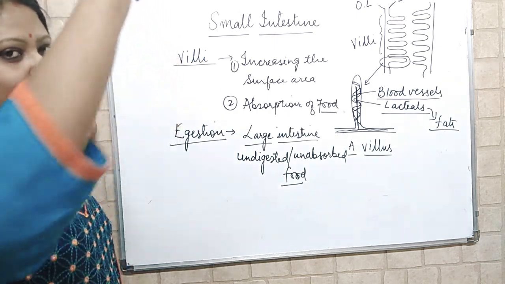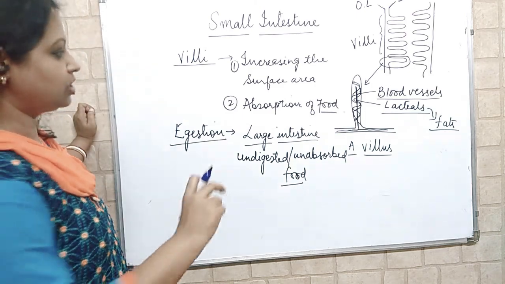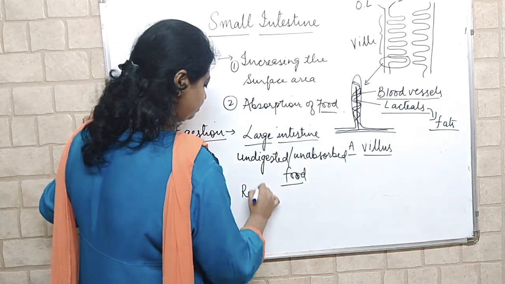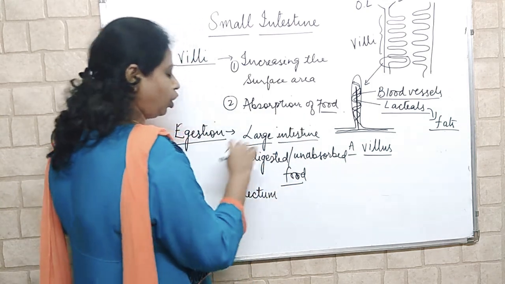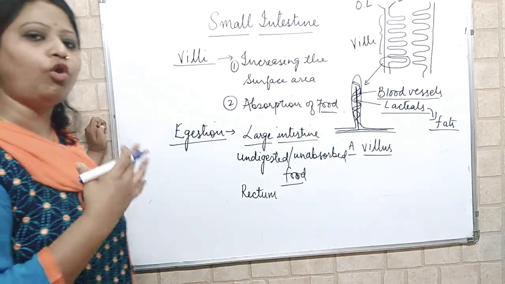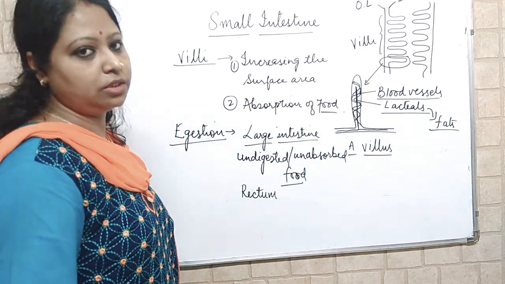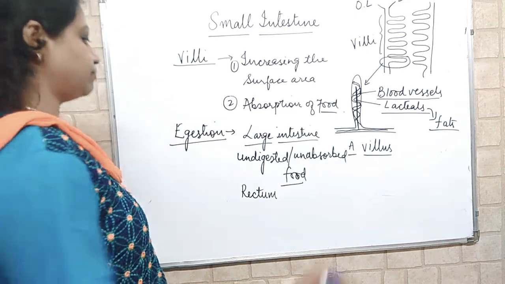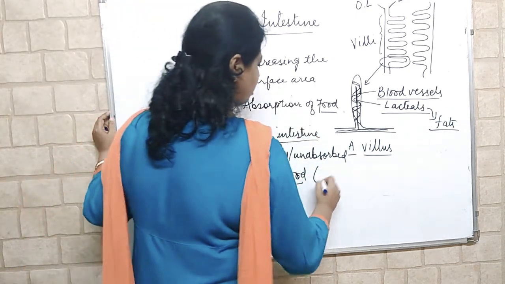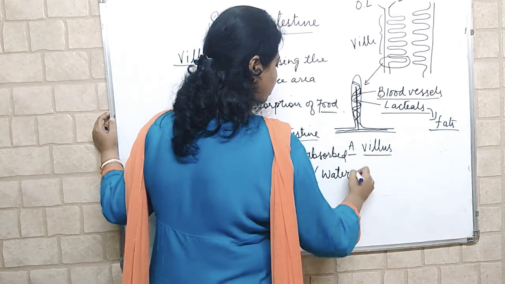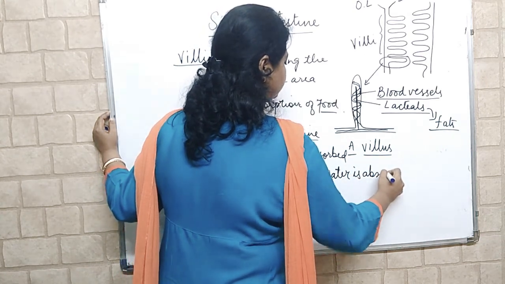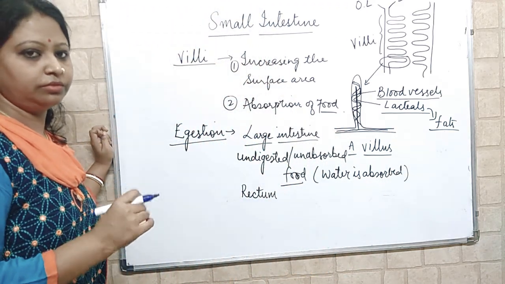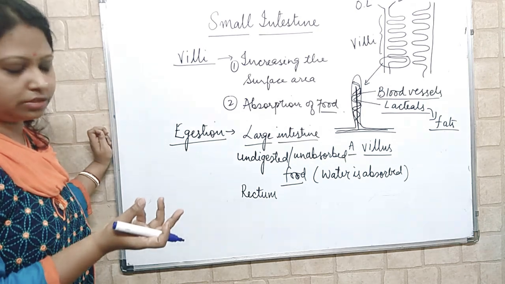Large intestine has cecum and colon. The largest part is the colon, and then the food will be stored in the rectum. In the colon, absorption of water will take place. No food is absorbed in the large intestine. Only water is absorbed. Water and minerals will be absorbed.